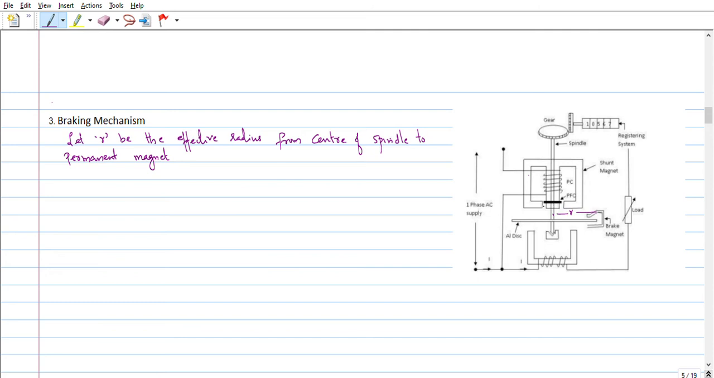Braking mechanism: which part is used as the braking mechanism? A permanent magnet, or brake magnet, is used as the braking mechanism. Point to remember: a permanent magnet is used as a brake magnet.